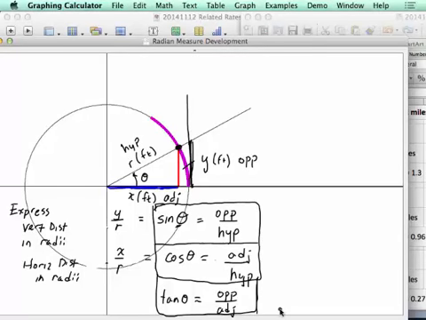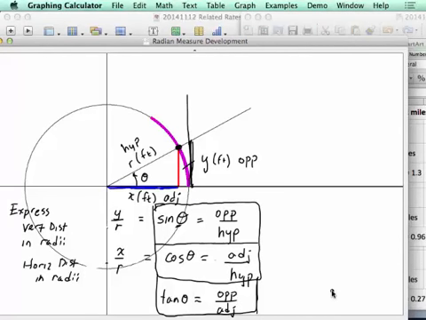Anybody have a question about the meanings of sine, cosine, and tangent? Where do these ratios, opposite and adjacent and hypotenuse, come from? Where they come from, again, is measuring lengths to points on the circle using the radius.